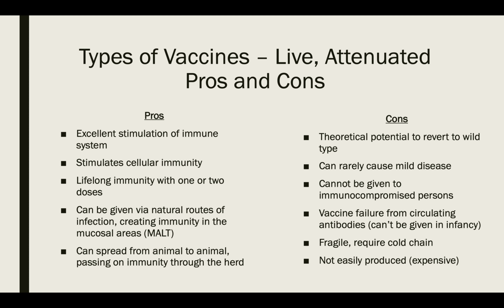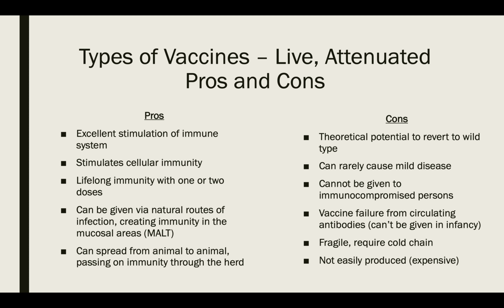Okay, so just to go over that again, but pointing out the pros and cons, because there are going to be pros and cons to all these types of vaccines. So pros: these are excellent stimulation of the immune system. They really do stimulate your immune system. They get that appropriate immune response. They can stimulate cellular immunity, which is really important. That would be immunity from your T cells, especially your cytotoxic T cells, which are important in intracellular infection.